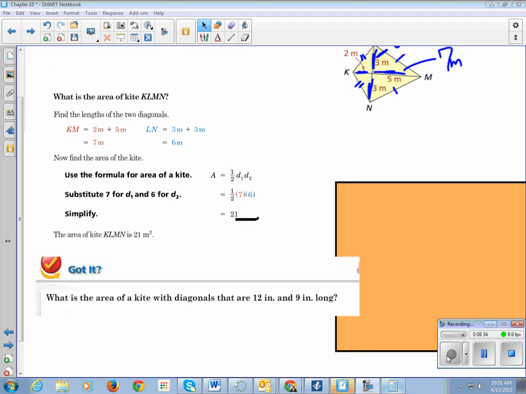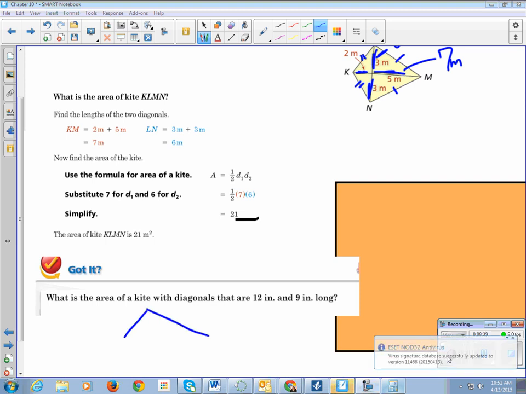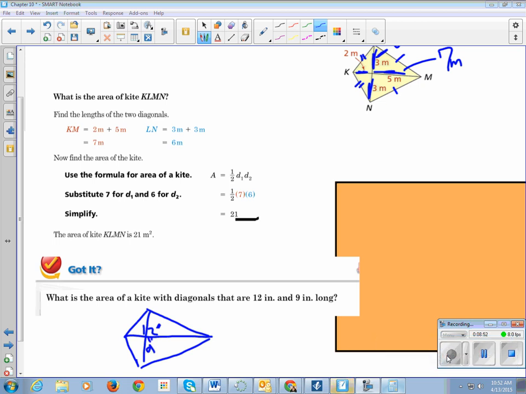All right, so when we want to apply that to our problem here, I always draw the picture because it kind of allows my brain to sort it in. These diagonals are 12 inches and 9 inches. So the formula for area of a kite is 1/2 diagonal times diagonal. Half of 12 is 6. 6 times 9 is 54. And that would be inches squared.